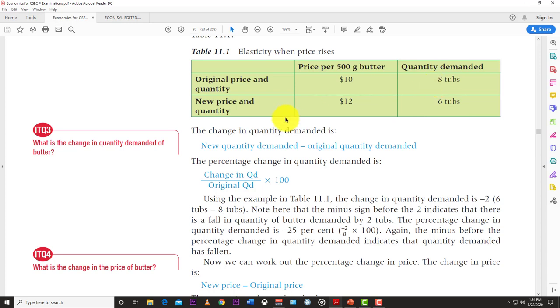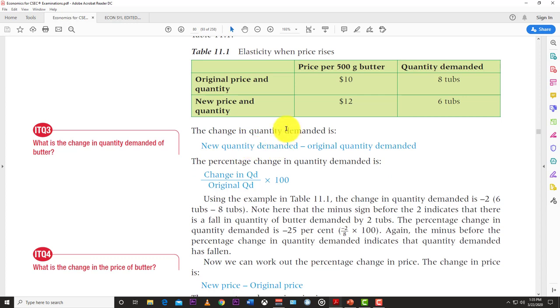2. So the first step in finding elasticity is to find the change in quantity demanded, and then the percentage change in quantity demanded, 2 steps. First we look at the quantity. How do you find the change in quantity demanded? Very simple, you can see it right here. You have the 6, which is the new quantity demanded, and you have the 8, which is the old. So it fell by 2. That's the difference right there, 2.